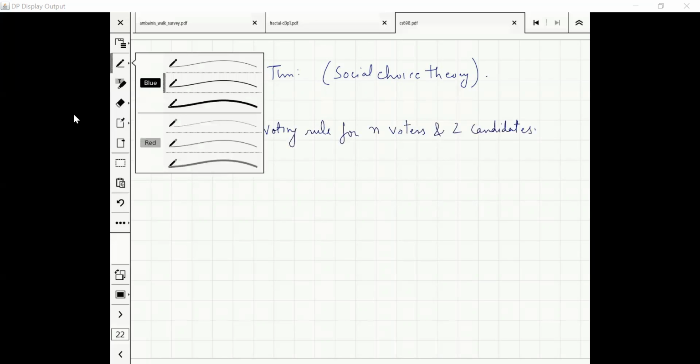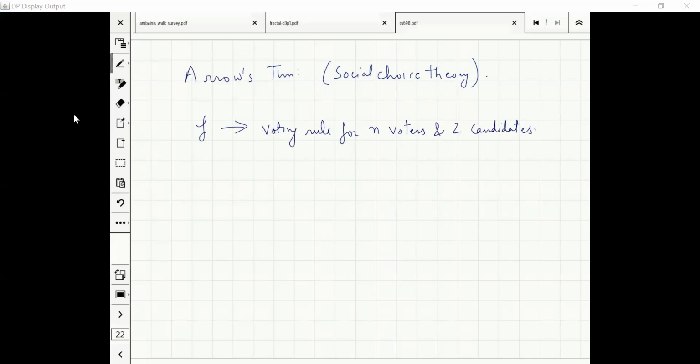Suppose I change the problem slightly. I say instead of 2 candidates, I have 3 candidates. Now, how can you extend your voting? Can you use the previous voting rules, using Boolean functions? Can you define an election for 3 candidates? What would be the obvious choice? What would be the natural way to define an election?